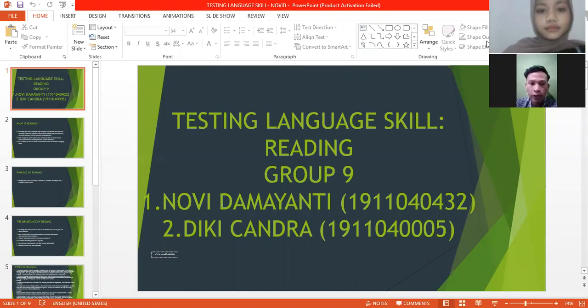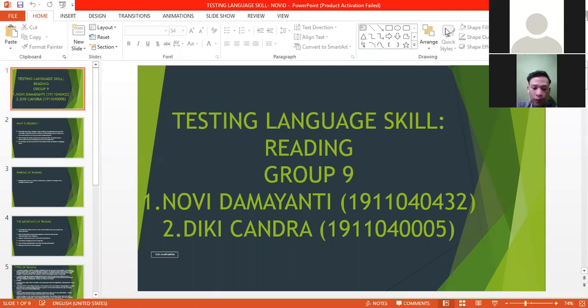We want to present about testing language skill reading. The first material will be presented by me as moderator, Diki Chandra, and the second material will be presented by Novi Damayanti. Okay, next to the next slide.